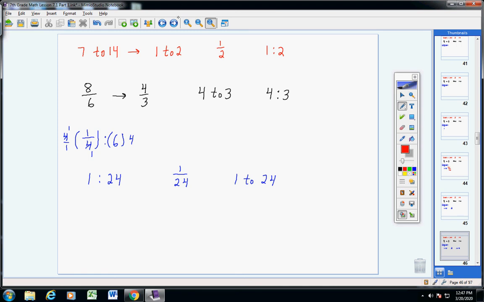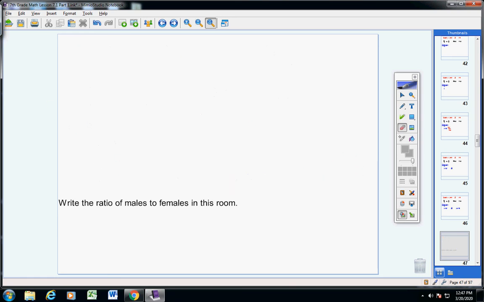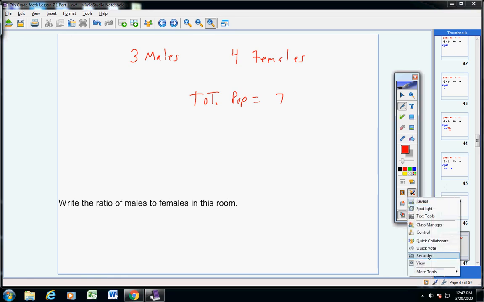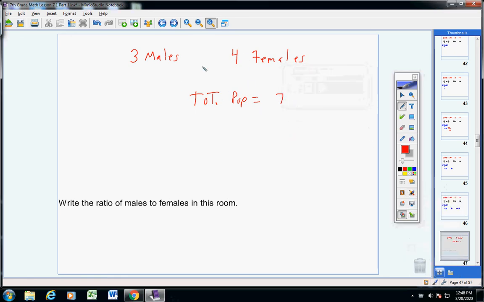Okay, let's move on. Now, we're not in class, and I realize that, but real quick here, usually in our 7th grade math classroom, we have 3 males, that includes me, and 4 females, right? Which means our total population in the classroom is 7. So I want us to write some ratios. Students, using this information here, feel free to work at it or watch me. It's up to you. So write the ratio of males to females.